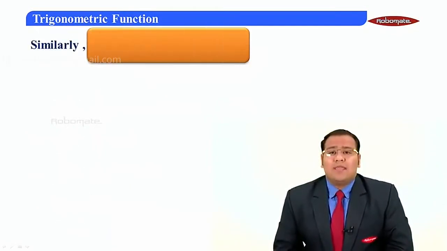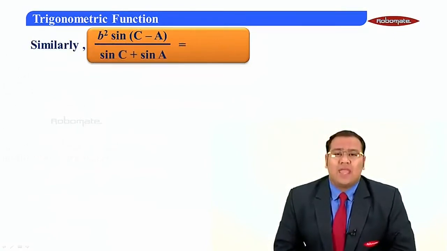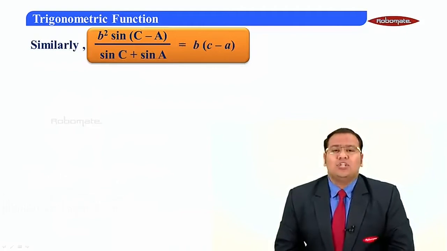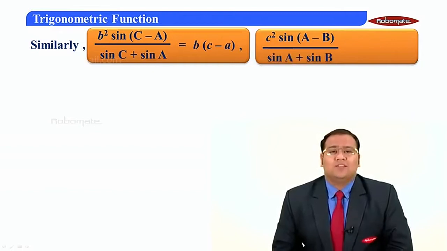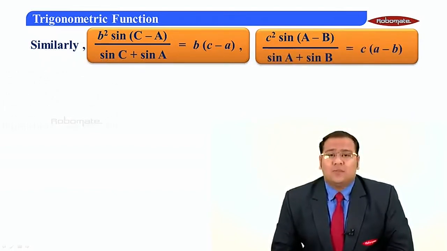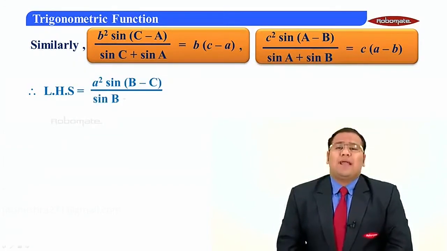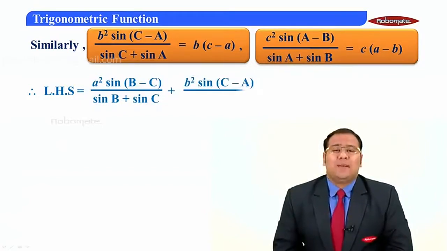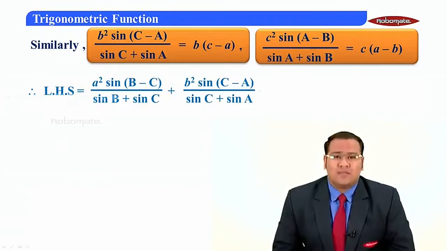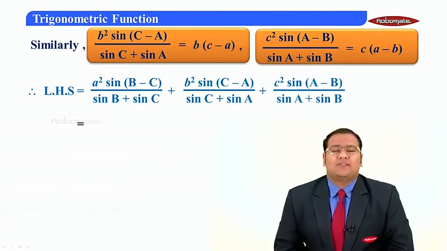So similarly, for b square sine of c minus a upon sine c plus sine a, we would get b into c minus a. And for c square into sine of a minus b upon sine a plus sine b, we would get c into a minus b. So, our required LHS is a square sine of b minus c upon sine b plus sine c plus b square sine c minus a upon sine c plus sine a plus c square sine of a minus b upon sine a plus sine b.